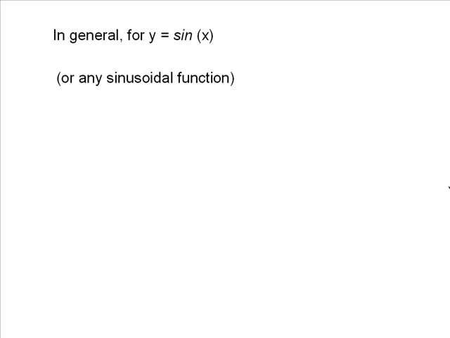Now, let's generalize this. If we're talking about any function, sine x, or any sinusoidal function, could be cos as well, y is equal to a sine x will have the amplitude of absolute value of a. Now the reason I put the absolute value around that is because the amplitude is always a positive measure from the center to the top. So if you had a negative a, negative 3, or negative 5, or anything like that, we'd have to be aware that it is going to be a positive amplitude.